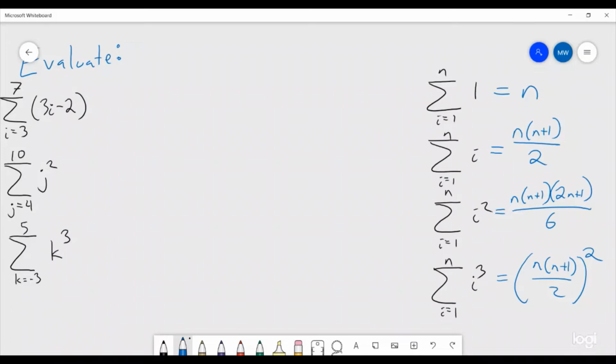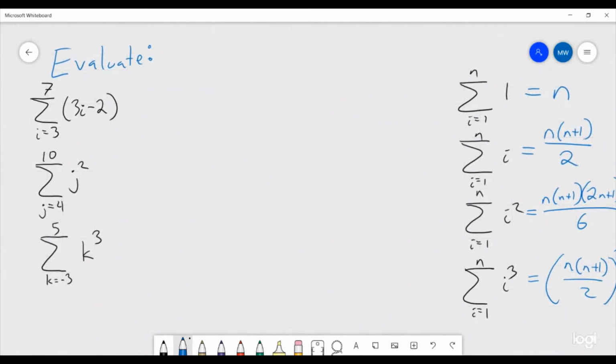Okay, now that we've got those, how would we evaluate these sums? Well, we could try and figure out how to write them in terms of those, but all of these are finite sums. We can just evaluate what they all are.